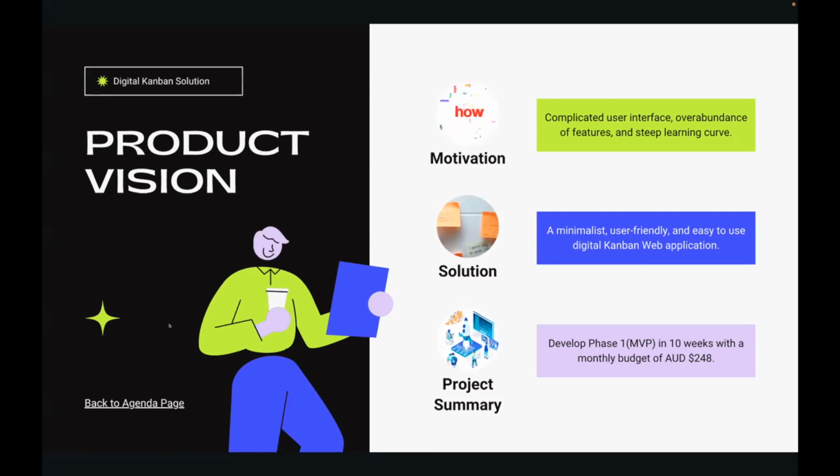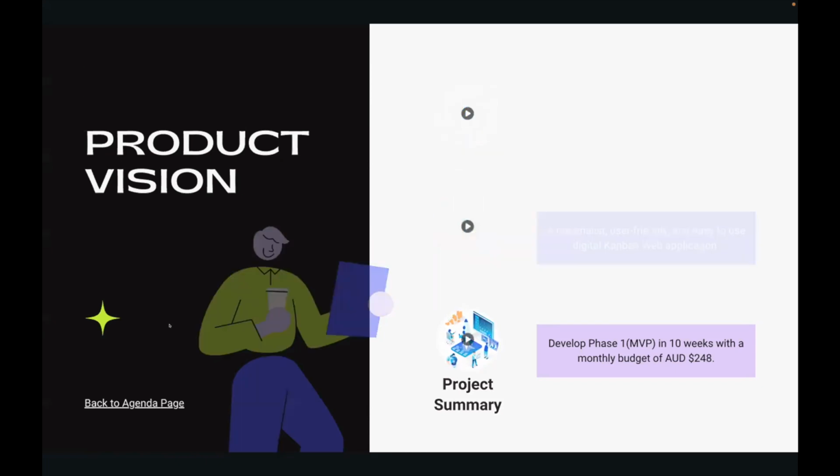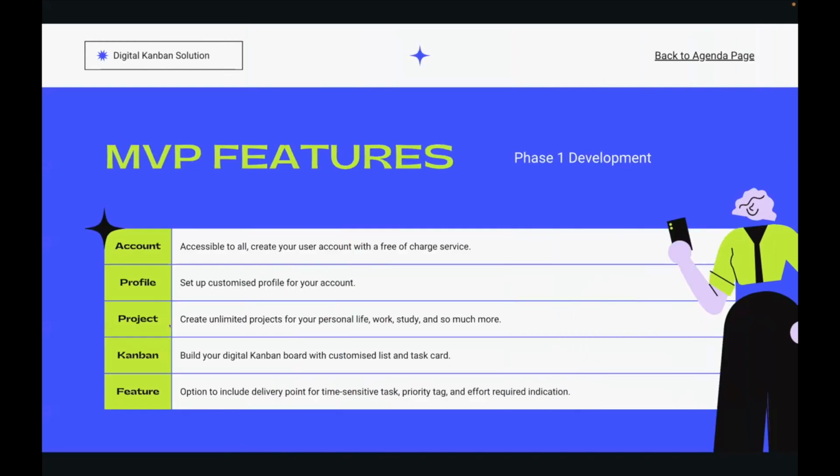Here's what we are going to offer you: a minimalist, user-friendly, and super easy to use online Kanban board for your daily errands and small projects. Let you focus on being productive instead of busy. In our phase 1 development, we completed the MVP building, which includes the following features. The app is accessible to all, completely free, and doesn't require any time-consuming setup. With simple registration, you gain access to your very own Kanban board and can begin managing tasks right away. You also have the option to specify a delivery point for time-sensitive tasks, assign a priority tag, and indicate the effort required.